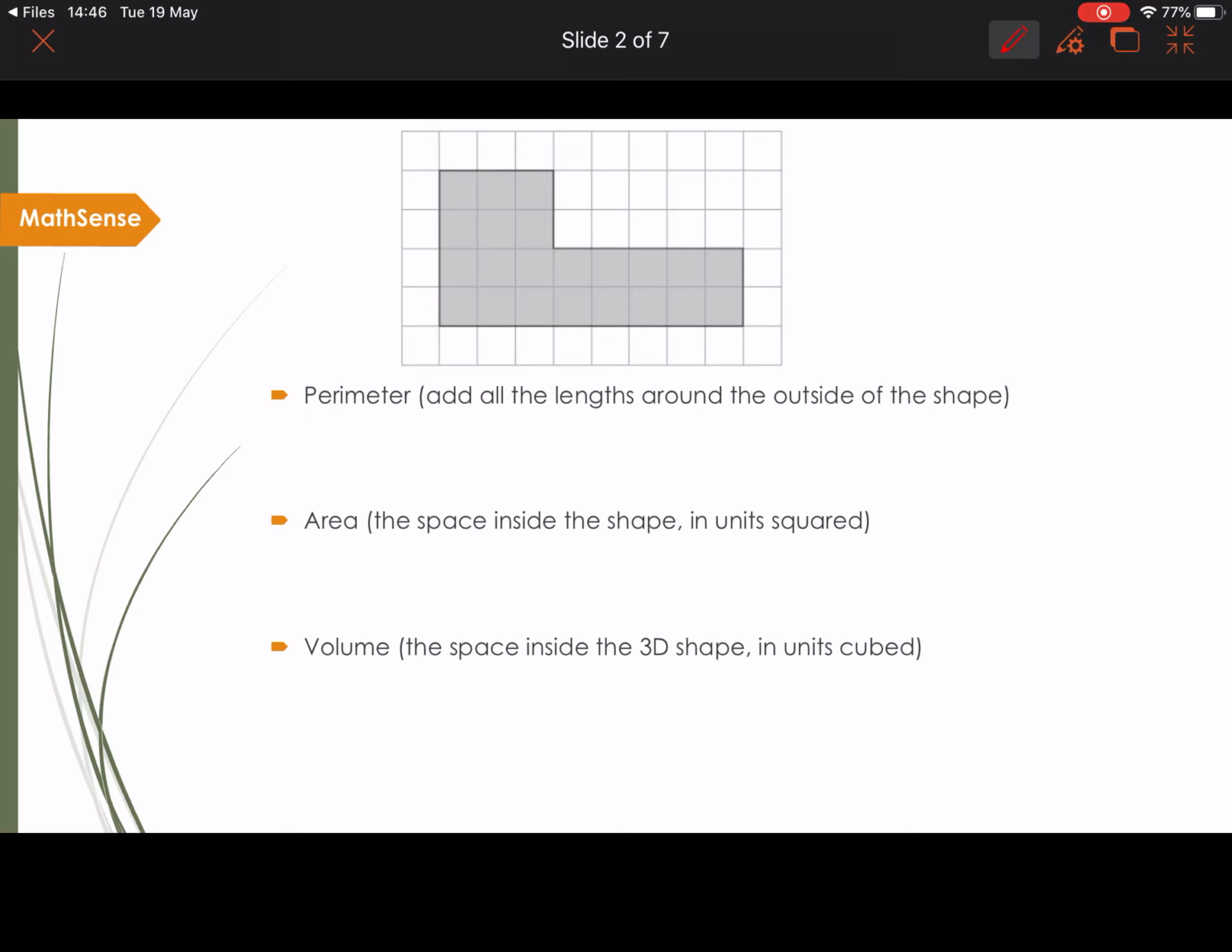Perimeter means add all the lengths around the outside of a shape. So if I was to find the perimeter of the shape here at the top of the screen, I would need to add all of the lengths around the outside. Starting at the top here, I can see that this has a length of 3, and then I need to follow it all the way around the shape. This is 5, making sure that I don't skip any sides out.